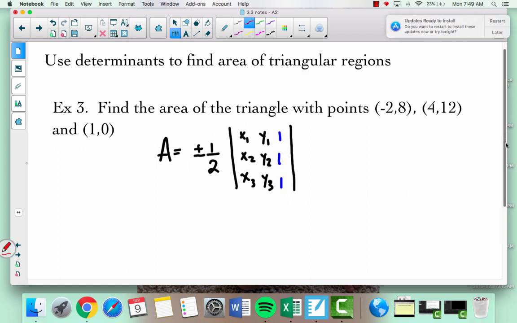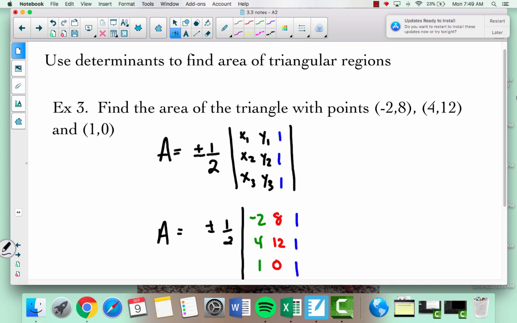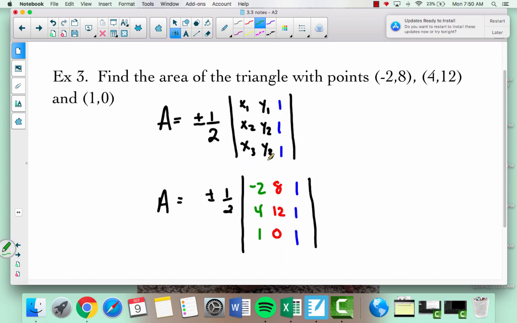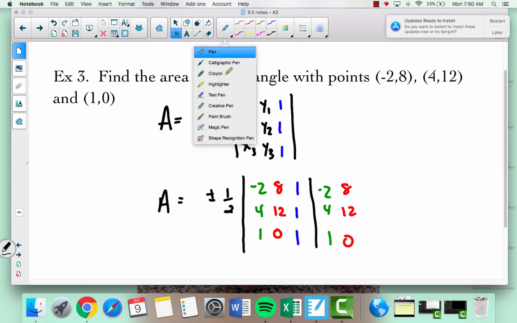So we're just going to go ahead and start this by plugging in what we know. We know we have a plus or minus 1/2, and then we're going to fill in all the x's and all the y's. So I'll do all the x's in green, -2, 4, and 1, and then we'll do all the y's in red, so 8, 12, and 0, making sure that our x's and y's match up to the right points. And then the last column in blue, all 1s. And now it's just like our first video, we're going to go ahead and find the determinants. So I'm going to rewrite the first column and the second column, 8, 12, and 0. And then we're just going to go ahead and start calculating our determinants.